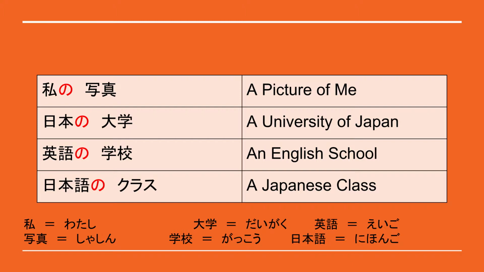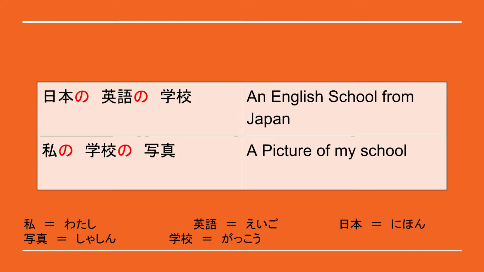No is mostly used when something belongs to someone. The last noun is the main object you want to talk about. And the first noun is just the extra information about the last noun. We can use no as many times as you want, like in these examples.